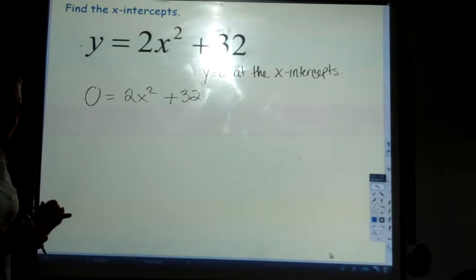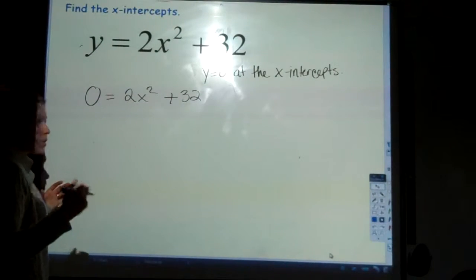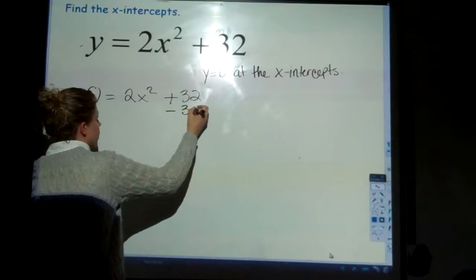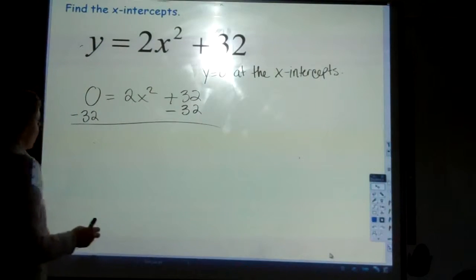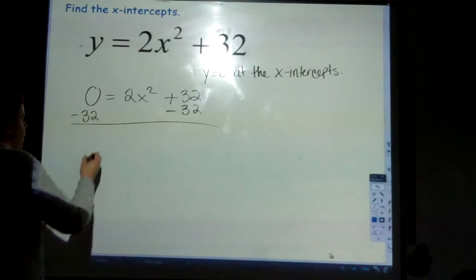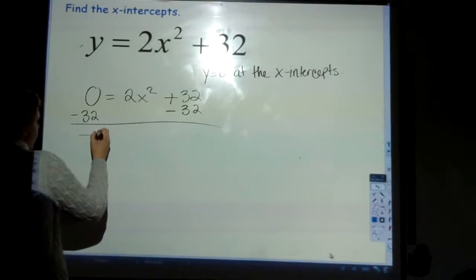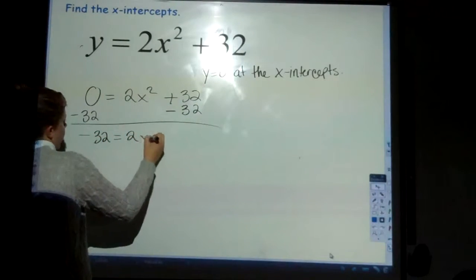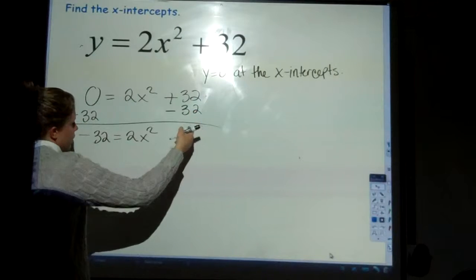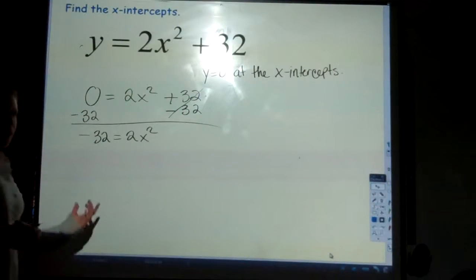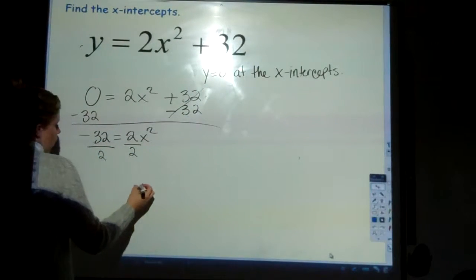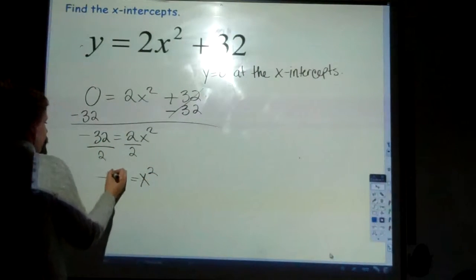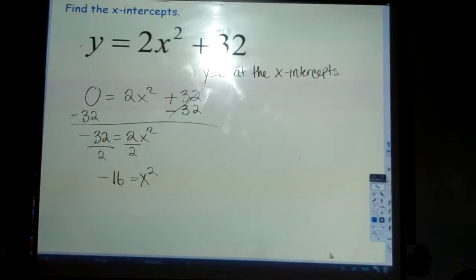The next step is to try and get the x squared by itself, so we solve this like a regular equation. First step is to subtract 32, subtract 32. 0 minus 32 is negative 32 equals 2x squared, and positive 32 minus 32, those cancel out. My next step is to divide by 2. So I get x squared equals negative 16.